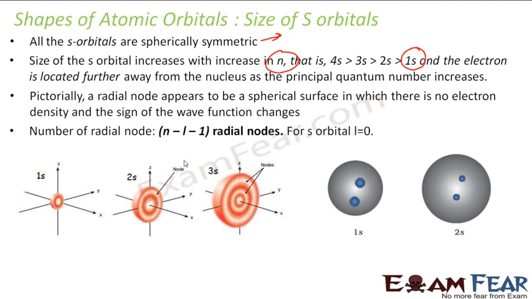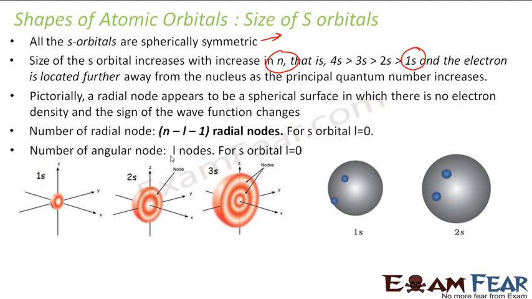The number of radial nodes is n minus l minus 1. For an s orbital, l is 0, so the number of radial nodes is n minus 1. For n equal to 1, there are 0 radial nodes. For n equal to 2, I have 1 radial node. For n equal to 3, I have 2 radial nodes, right? Because for an s orbital, l is equal to 0, so this becomes n minus 1. But n minus l minus 1 is a general formula for any kind of orbital, whether s, p, or d. The formula is the same.